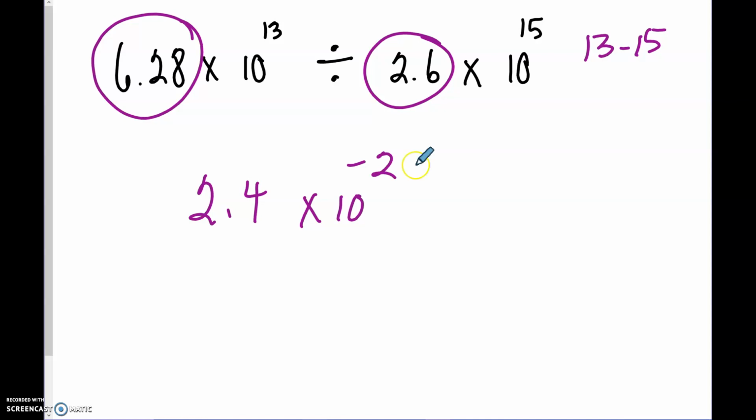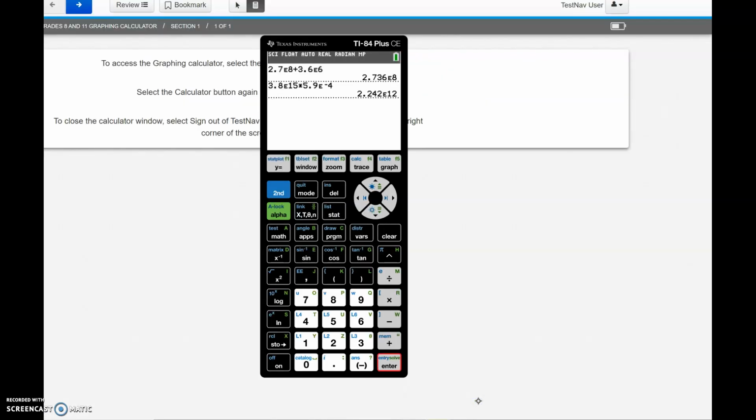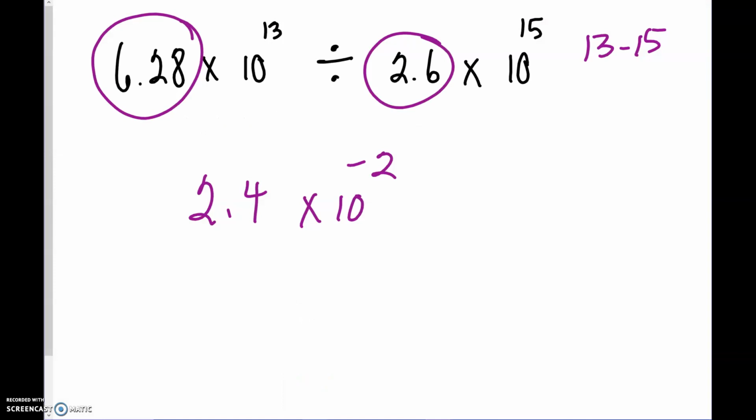Or can you guys just go to your calculator and put this in and get an answer? Okay, so let's get that done. So we had 6.28 second EE, to that power was what, a 13? And we are dividing by 2.6 second EE, and that power was 15, and then hit enter, and there we go. See how that decimal is super long there? So we can just write 2.4 times 10 to the -2nd. Remember that E means times 10 to the -2nd, which is what I got here.